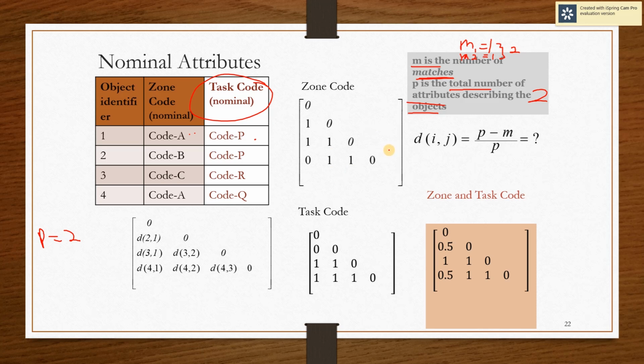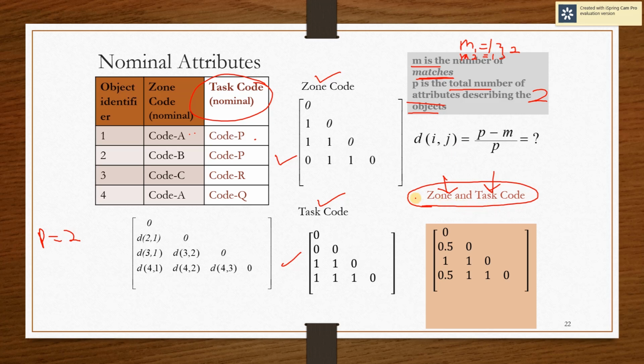Let us take a look at how we are going to calculate it. This is for one attribute. This is different. You need to calculate it together. You cannot write one matrix for each attribute. You need to combine the attributes, meaning one matrix for all attributes. So now we have two attributes.